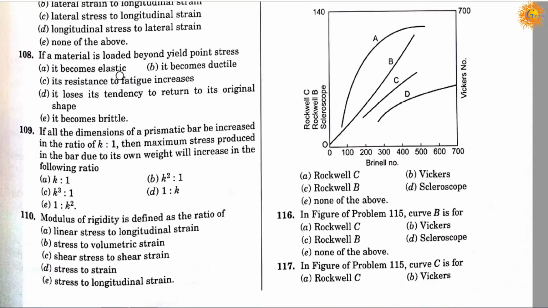Question number 108. If a material is loaded beyond yield point stress: option A it becomes elastic, option B it becomes ductile, option C its resistance to fatigue increases, option D it loses its tendency to return to its original shape, option E it becomes brittle. Correct answer is D. It loses its tendency to return to its original shape.